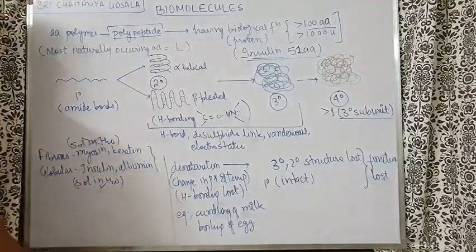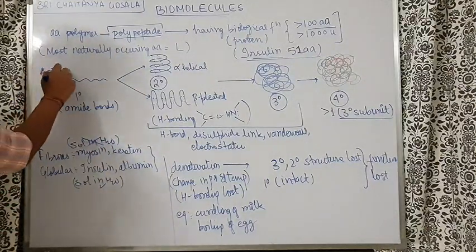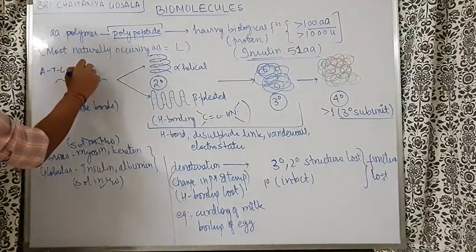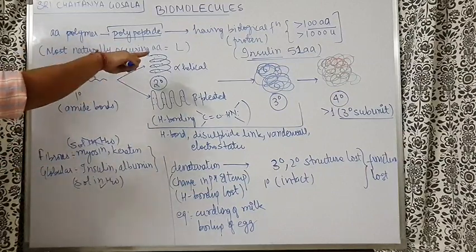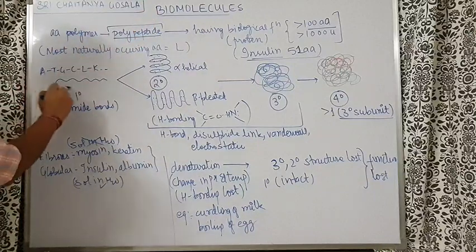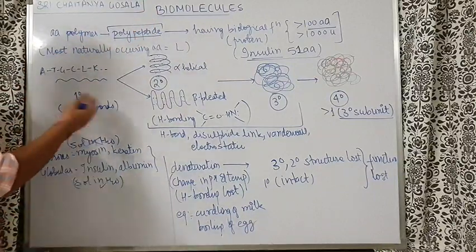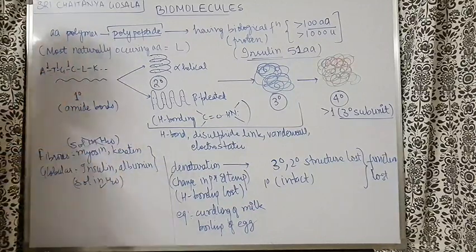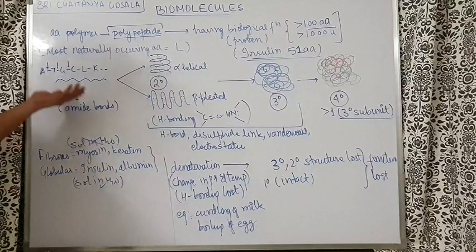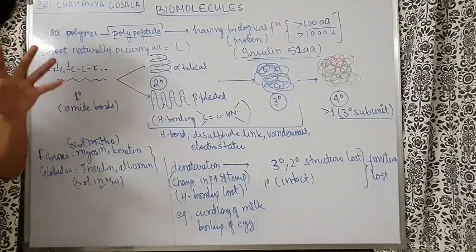Going ahead, structure. When the amino acids come together like A, T, G, C, L, K in this way, to form a polypeptide, that specific polypeptide is known as the primary structure of the protein. It is associated by the amide bond between A and T, between T and G, between G and C. So the amide bond is there, and the straight-chain polypeptide is known as the primary structure of protein.